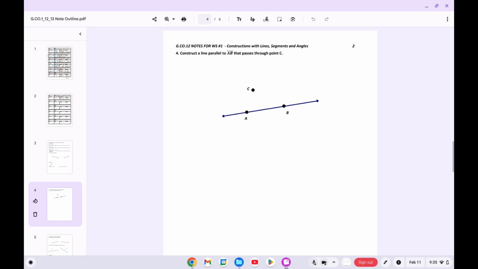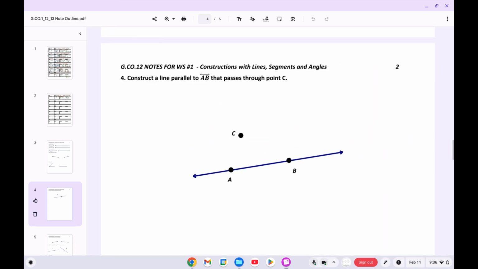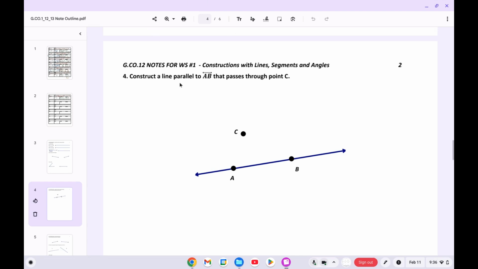But if you just look at this page right now, it says that we're going to construct a line parallel to AB that passes through point C. Before we even get into this construction, what does this word parallel mean? So when it says construct a line parallel to AB through this point C, what does that mean, parallel? Okay, so you guys have heard parallel before when talking about graphing lines, right?